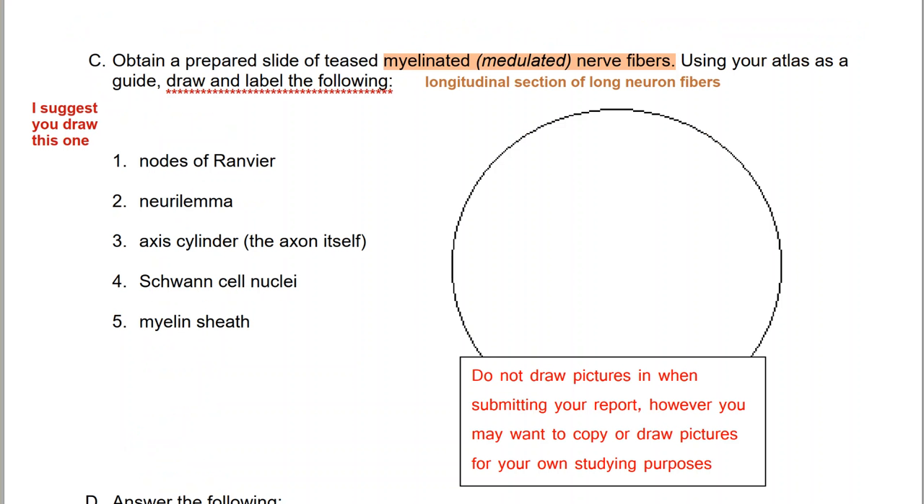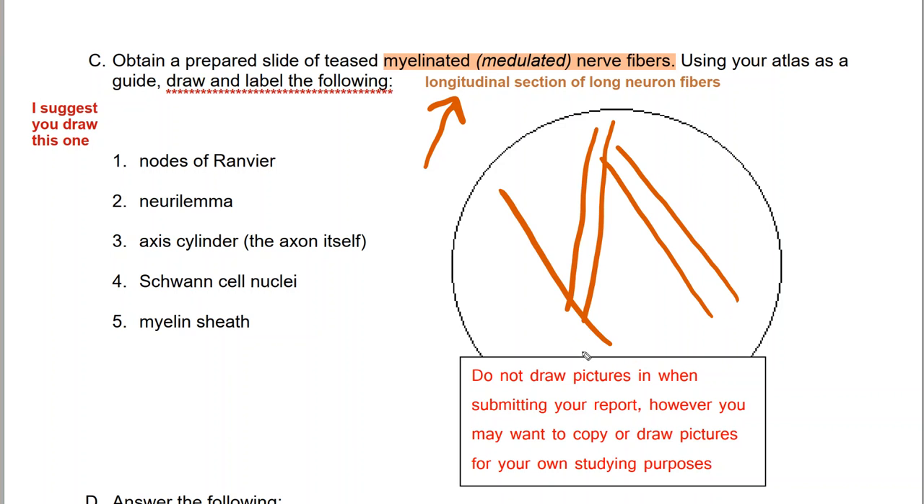Then our third slide that you're going to look at is myelinated, medullated nerve fibers. I'm just going to draw your attention to that: we're going to be looking at a longitudinal section of long neuron fibers. So you're going to have a bunch of fibers going like this, a little tangle of fibers, and they're going to have some neat little structures where the fibers come together like that. So you're looking at something cut longitudinally, like a garden hose cut lengthwise.